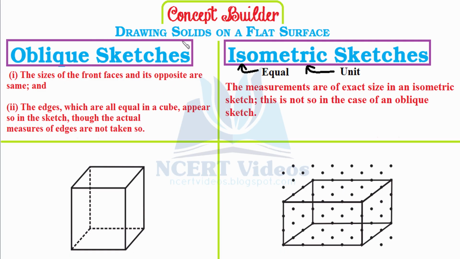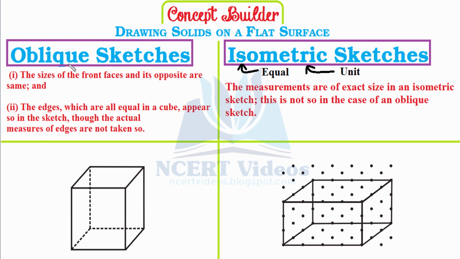Before solving our questions, let's first visit our concept builder section. So we have studied in this exercise that solids or 3D objects can be drawn on flat surfaces, that is your paper, in two ways. That is, we can use oblique sketches or isometric sketches.